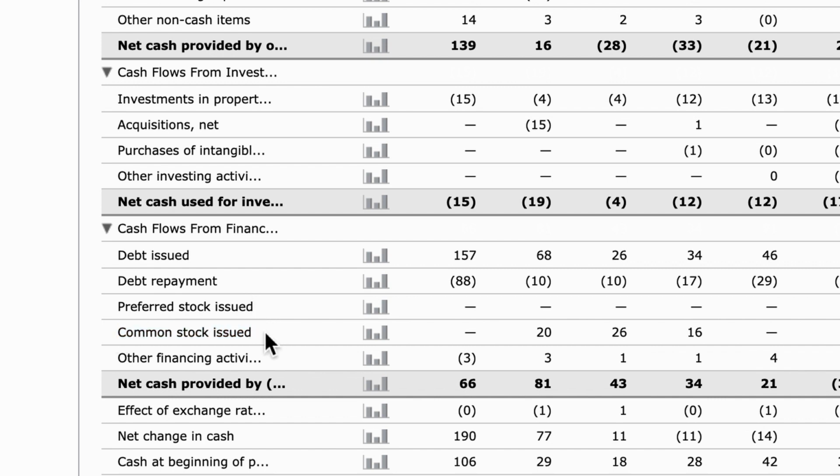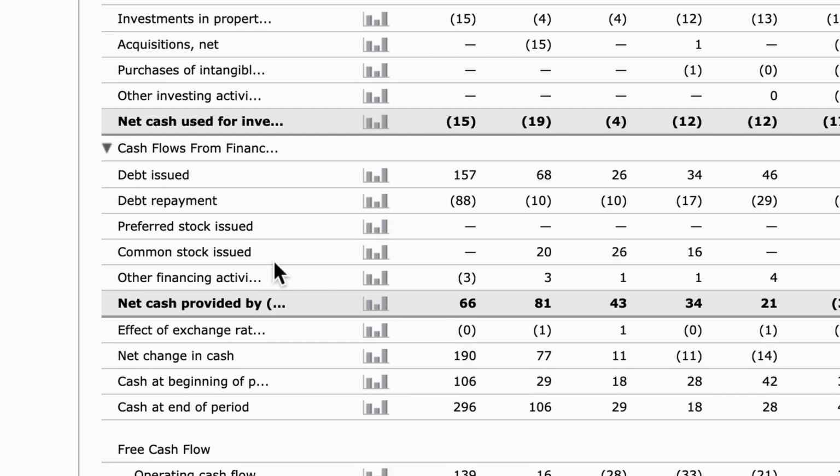The next line down is common stock issued, and this would be represented as an inflow of cash because when a company issues new shares, the purpose of those shares is to raise capital, therefore creating an inflow of cash. And other financing activities would be smaller lines that all add up into one, and this will be something that you have to go look for on the annual report. Net cash provided by financing activities is just the sum.